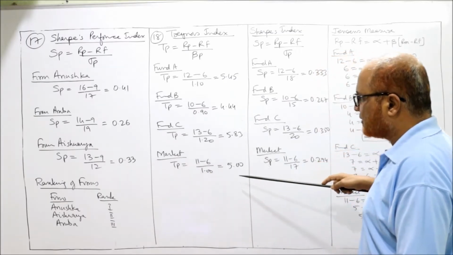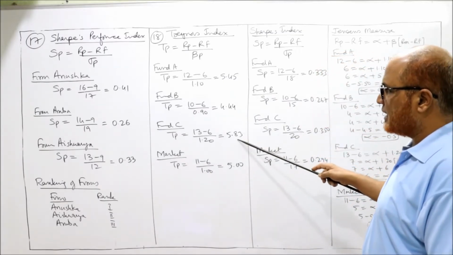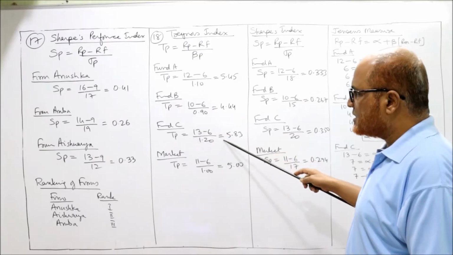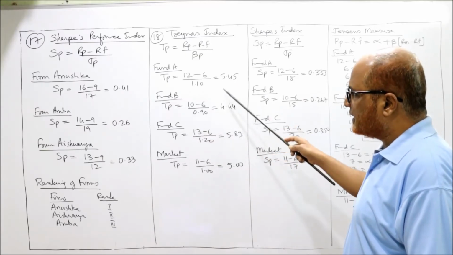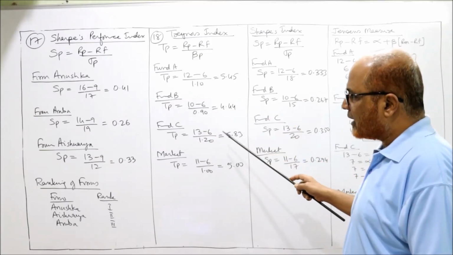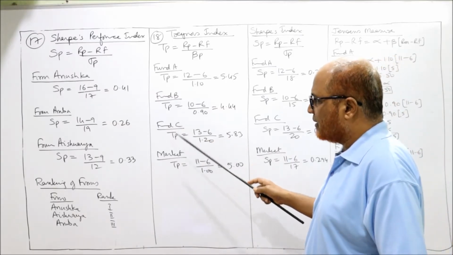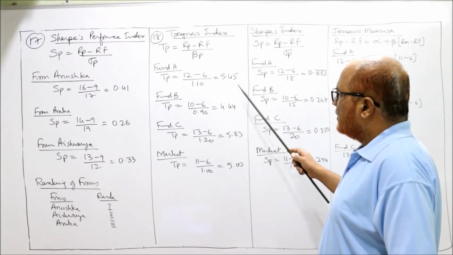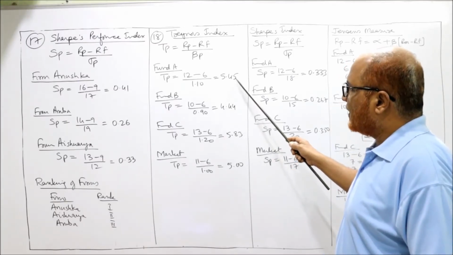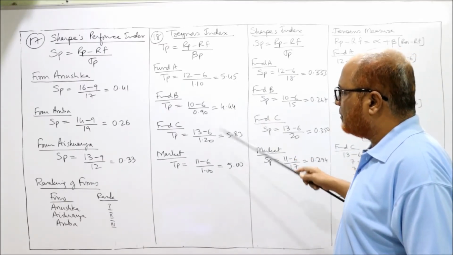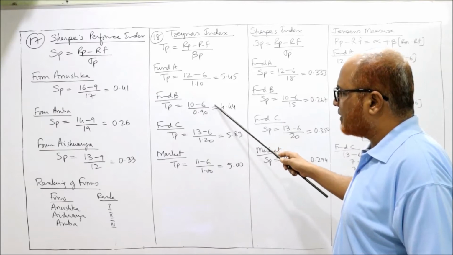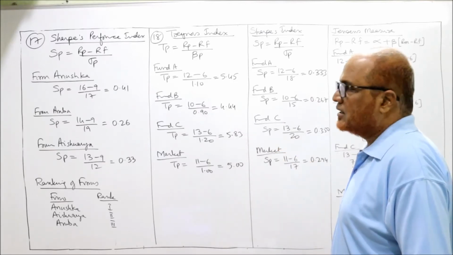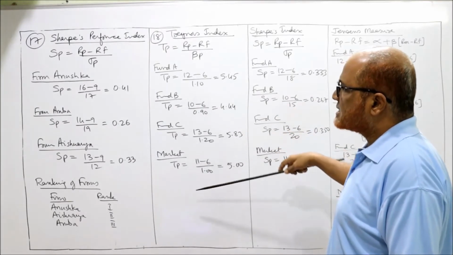So if you compare this, the highest value is 5.83. So fund C is performing better than the other funds and the market. Fund C's performance is better than the market, its index is higher than the market's. Similarly 5.45, fund A is also performing better than the market, but fund B is performing less than the market. This is the conclusion from Treynor's index.